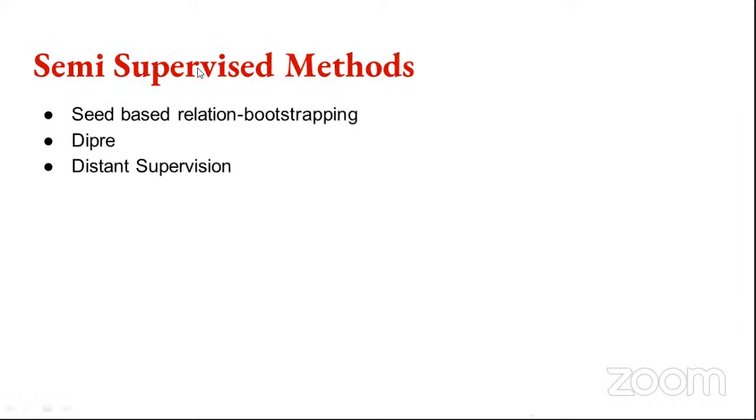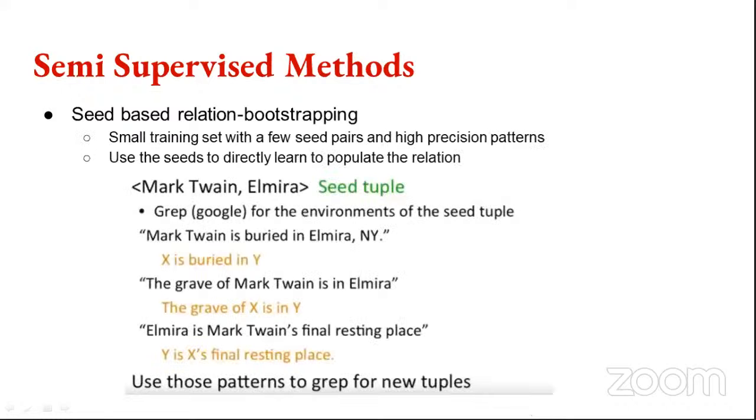Then there are some semi-supervised approaches for relation extraction. We have seed-based relation bootstrapping, DIPRE, and distant supervision. So what is the semi-supervised method? The seed-based relation extraction method uses a small training set with a few seed pairs and high precision patterns. Use the seeds to directly learn to populate the relation.